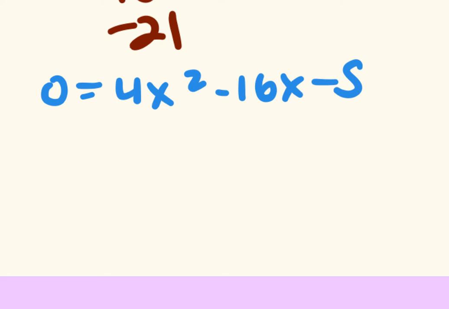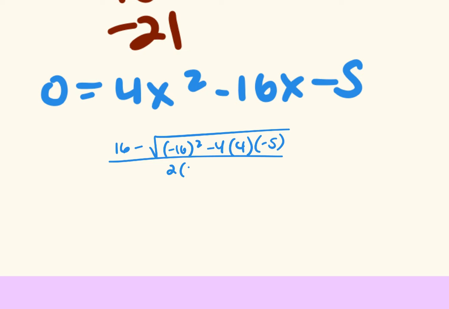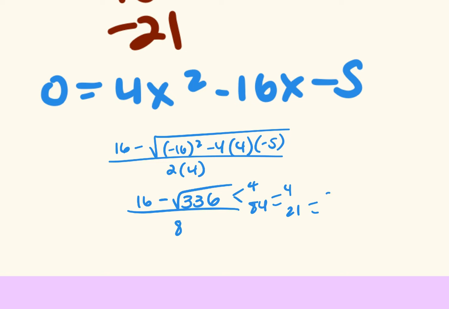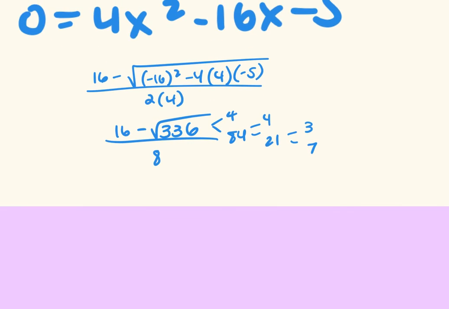So negative b would be 16, minus the square root of negative 16 squared minus 4 times 4 times negative 5, all over 2 times a. 16 minus, underneath the root, it becomes 336, over 8. And then you can break this down, like 4 goes in here 84 times, 4 goes in there 21 times. That 3 and 7 don't repeat. So when you simplify that, I get 16. I don't know why I just did plus. I mean, it's plus and minus.